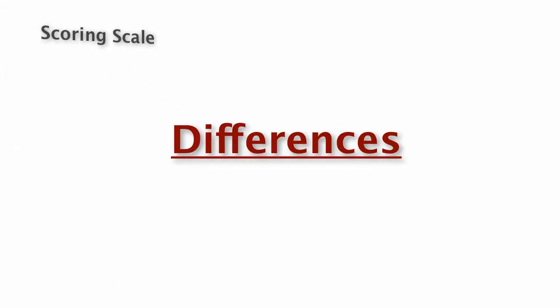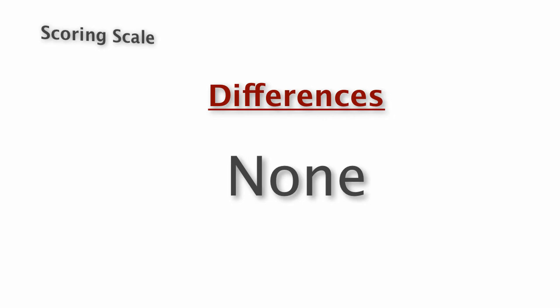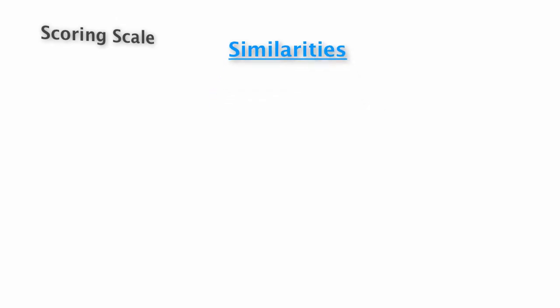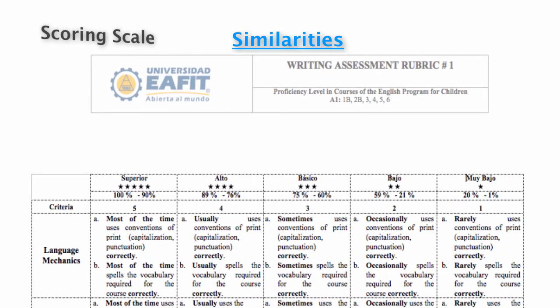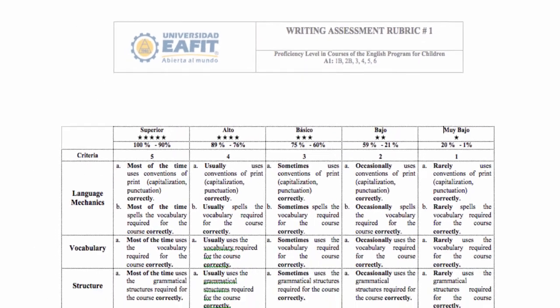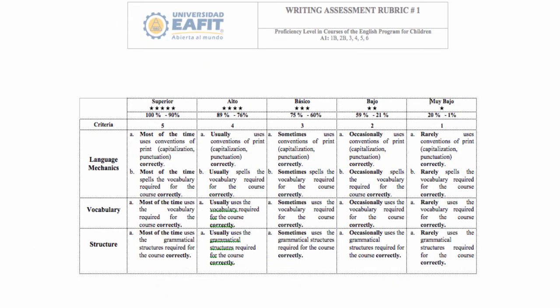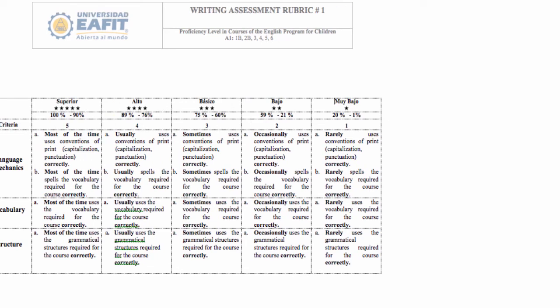Finally, let's pay attention to the scoring scale. Differences. None. The scoring scale is tied to the frequency adverbs used in the descriptors, so it is the same in all the rubrics. Similarities. The scale is the same in all 3 rubrics, represented in 4 different ways: descriptive adjectives, stars, percentages, intervals, and numbers. The 4 different scoring formats correspond to the evaluation systems used by idiomas-EAFIT, Cis Linguas, and Children and Adolescent Program.